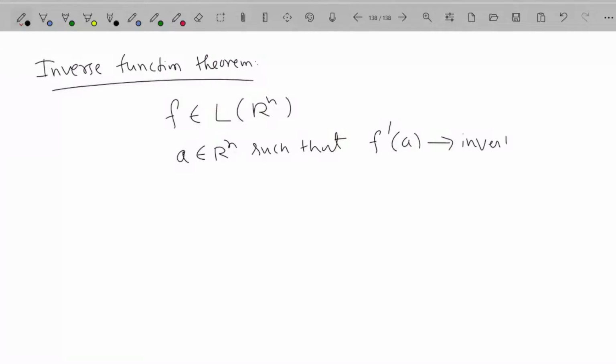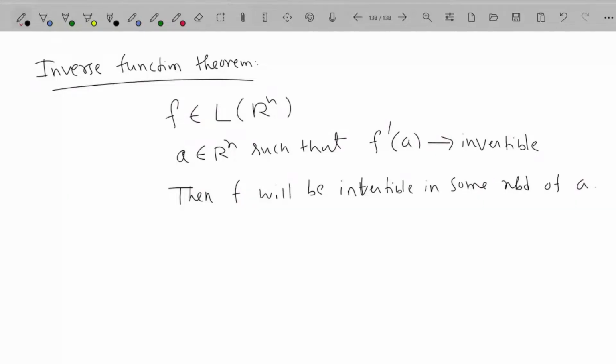So what it is saying is, suppose the derivative exists at a point and the derivative is an invertible linear operator. It makes sense because it's from Rn to Rn. Then it is saying that the function will be invertible in some neighborhood of A. Then F will be invertible in some neighborhood of A. Why do we need this idea?